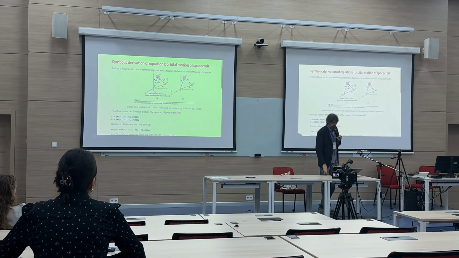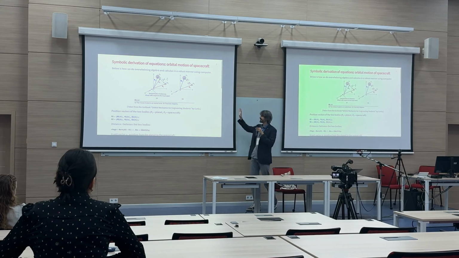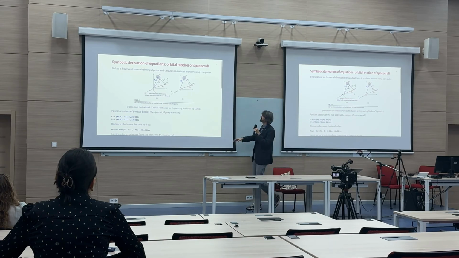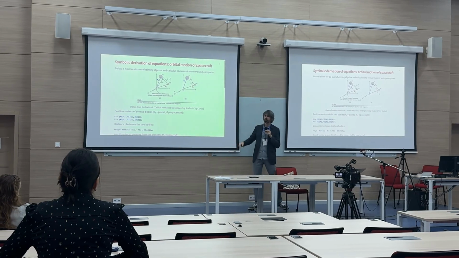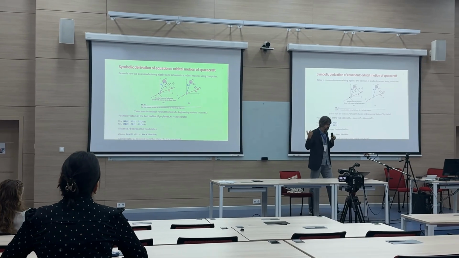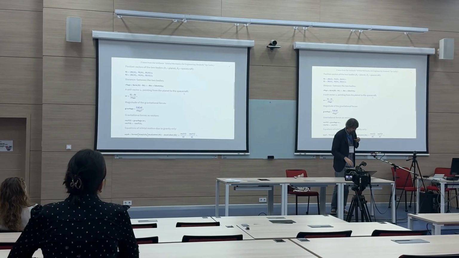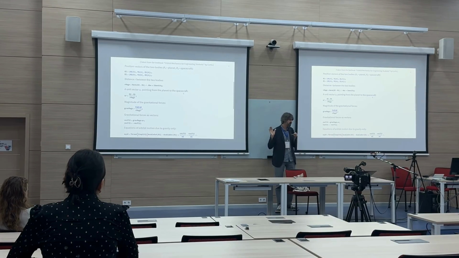Okay, now let me show you the first part. The first part, remember, is the scariest slide ever. That is the symbolic derivation of equations for the orbital motion of a spacecraft. This is how it looks in the textbook. We have a couple of bodies that are gravitationally attracted. We introduce some coordinate system. We need to derive it. In the textbook, all this takes two or three pages.